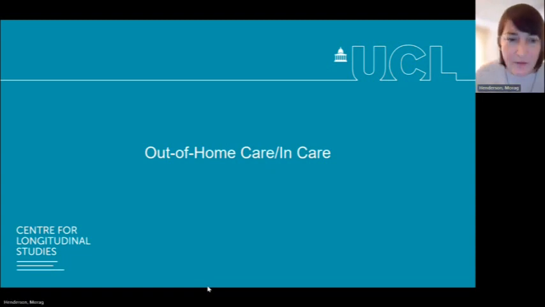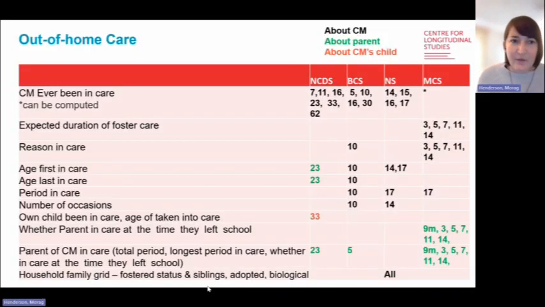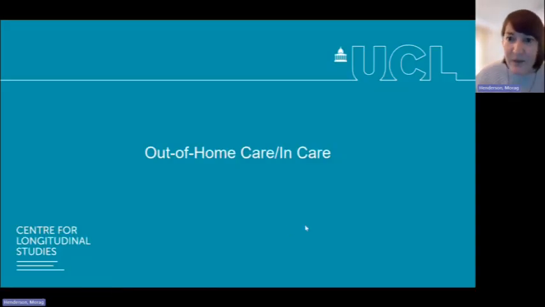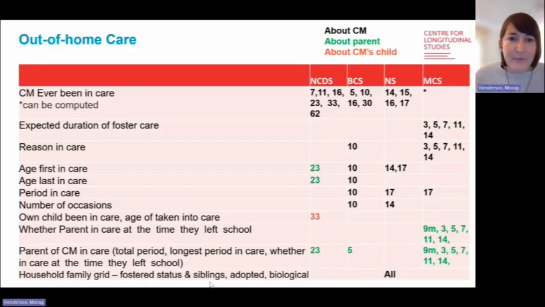So let's look at the first area, out of home care or in care. Out of home care means being, for some reason, unable to live with your own family, and that could be for a short time or a long time, or until a person becomes an adult. So the way that it's captured in the cohort studies, I'll briefly describe the structure of this table because I'm going to show you a few of them.